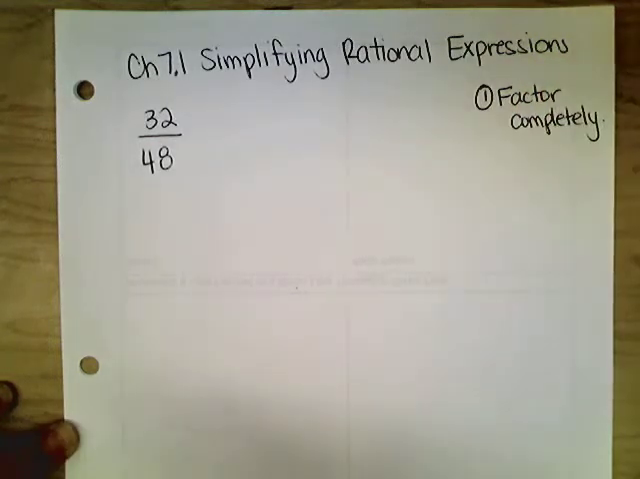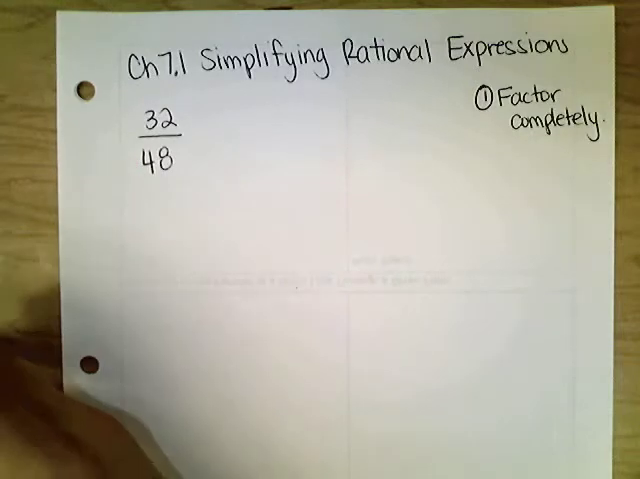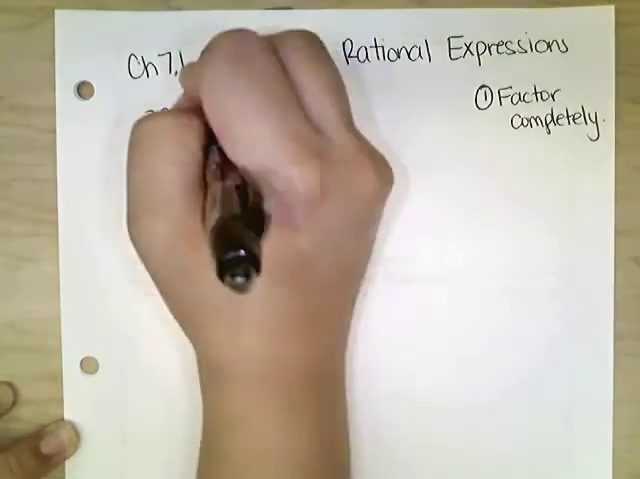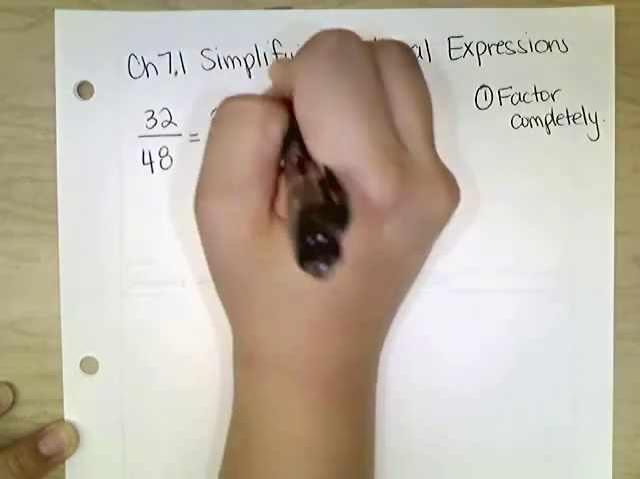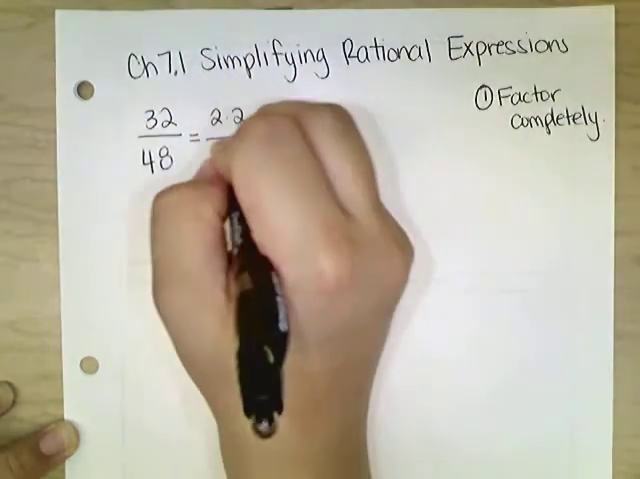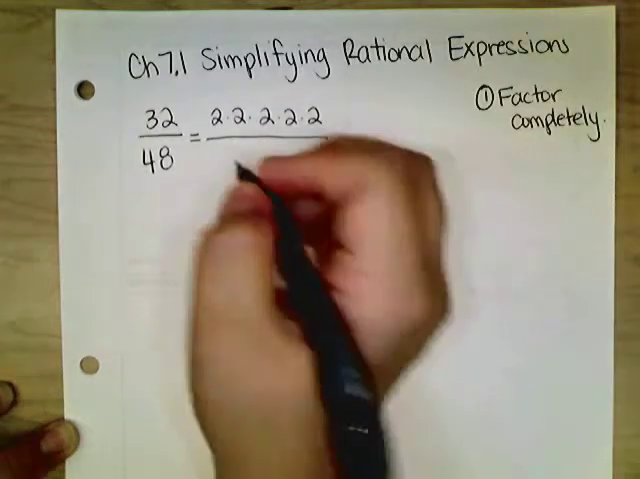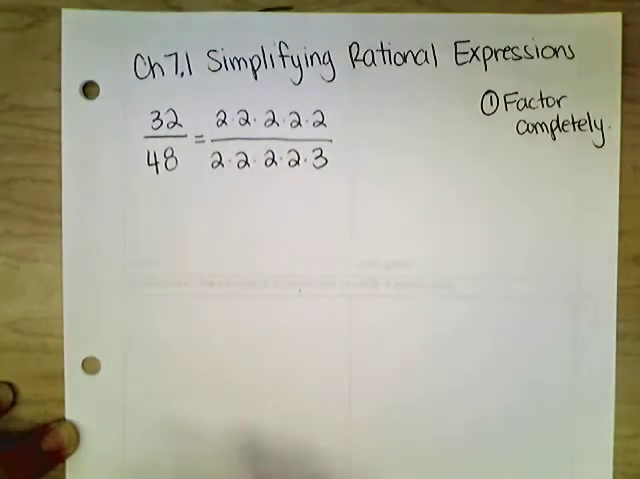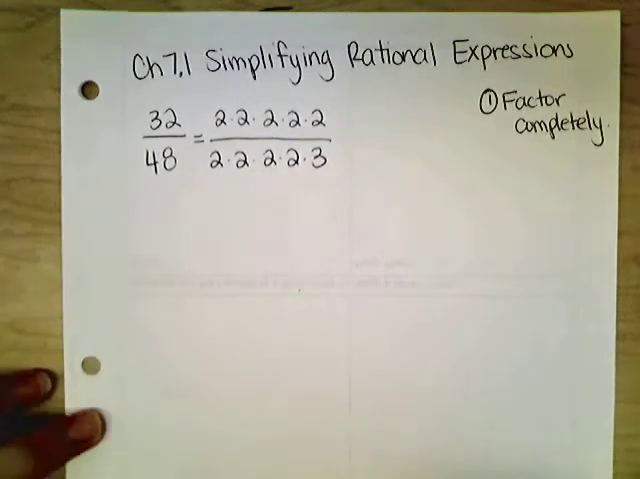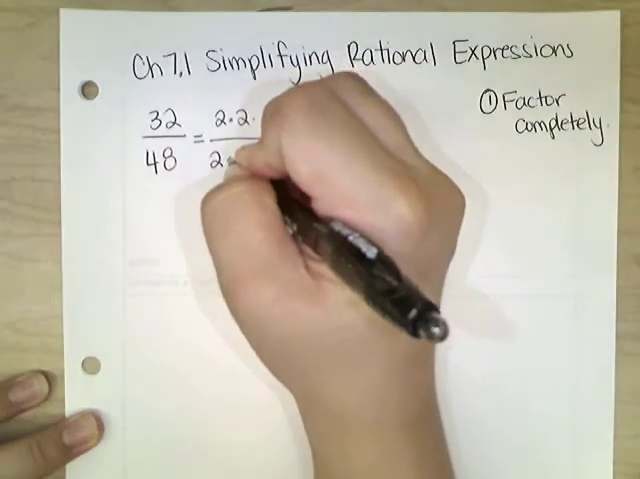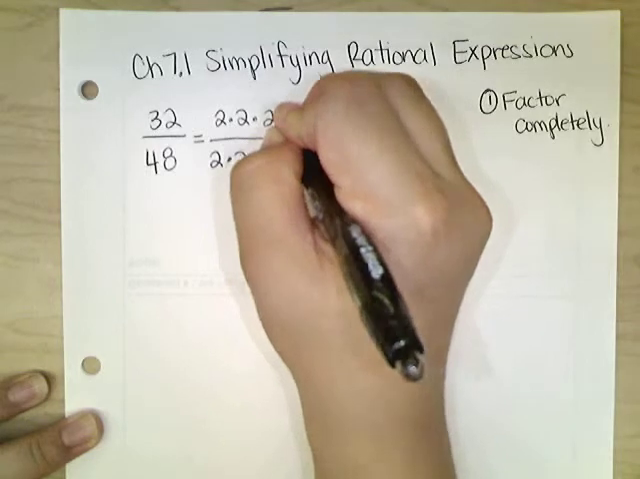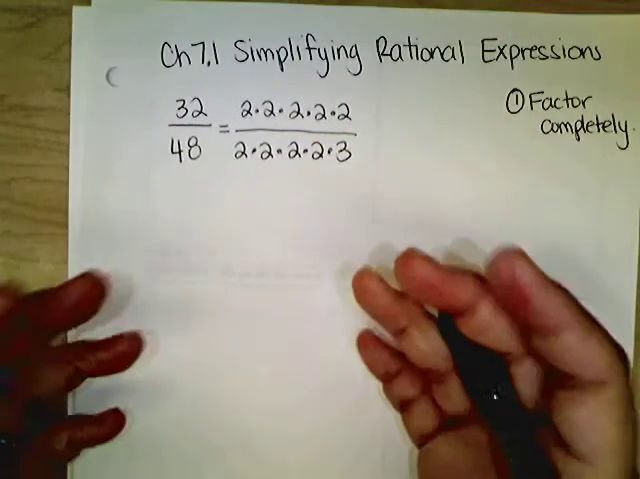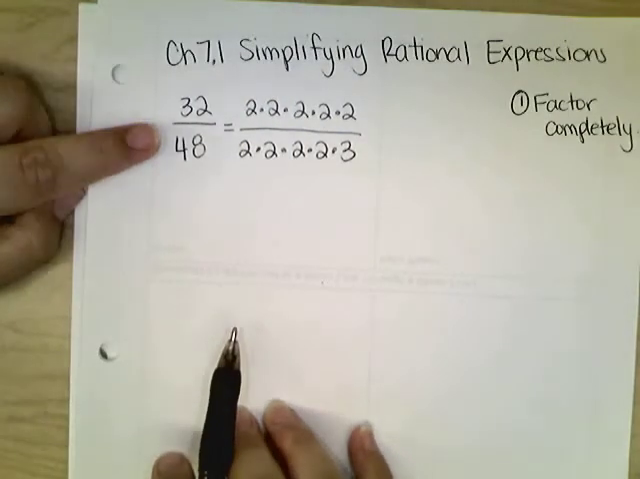Okay, so that means I'm going to take 48 and 32 and break them down. I can break down 32 into 2 times 2 times 2 times 2 times 2, and I can break down 48 into 2 times 2 times 2 times 2 times 3. Remember, when you're breaking something up into factors, you're breaking it up into numbers that you can multiply together to become 32 or to become 48.